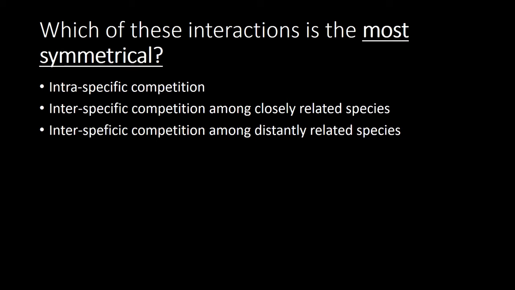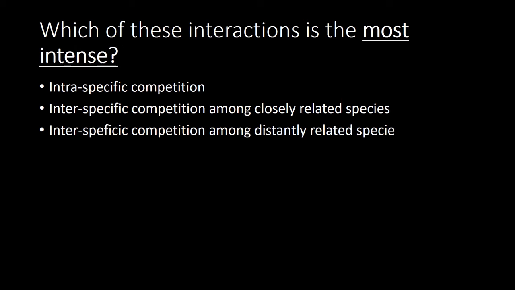So which of these interactions should be the most symmetrical? When you have intraspecific competition, so individuals that are from the same species with the same ecological requirements, interspecific competition among closely related species, so they're different species but they kind of have the same ecological requirements, or interspecific competition among distantly related species that probably require different resources for their growth. Yeah, the more similar the species are to one another, the more symmetrical the competition is going to be, because they have the same faculties. So intraspecific, when you have two individuals of the same species, they do have genetic differences between them if they're not clones, but the competition should be quite symmetrical.